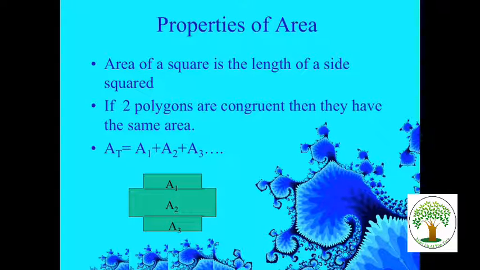I also want you to know that if you had a shape that you could break into pieces, and you found the area of the top one, the middle one, and the bottom one, and added them all together, that would be the total area. That's basically saying the sum of the areas of the non-overlapping parts equals the total area. Each of the little pieces equals the whole.